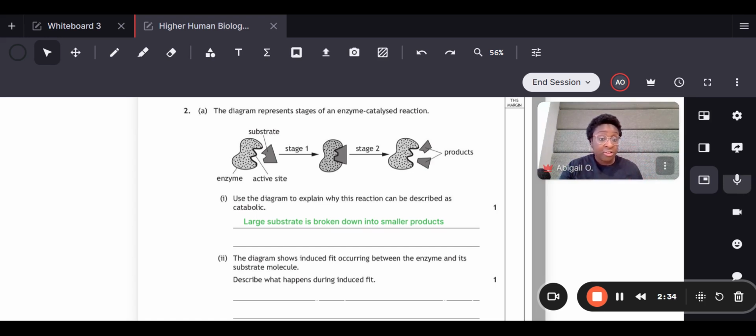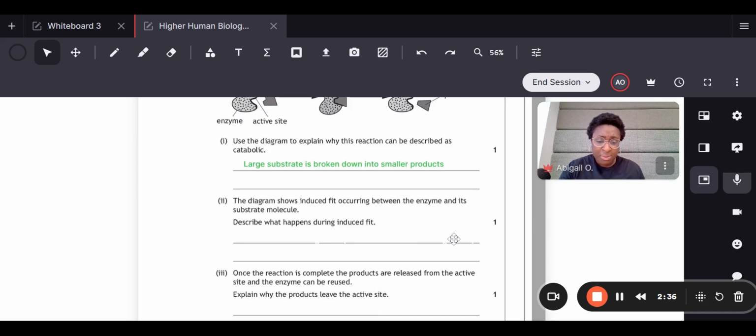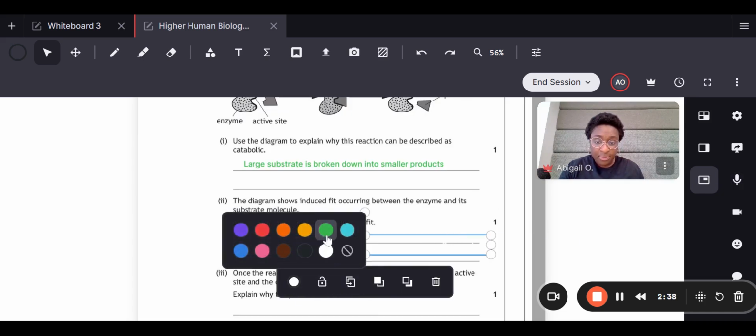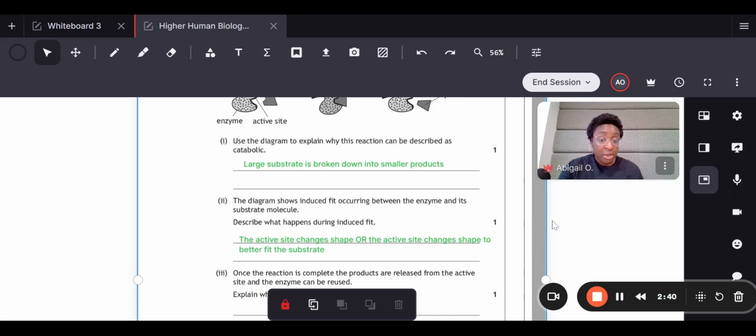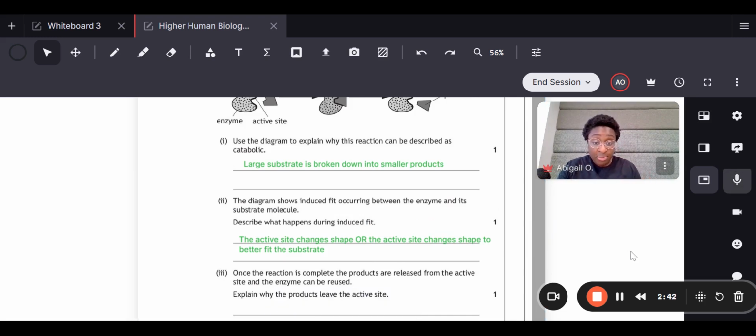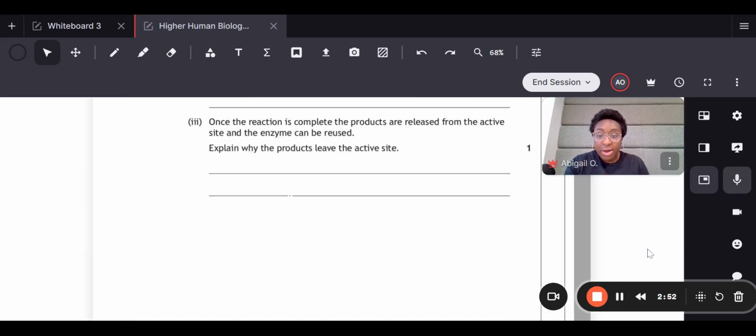The thing is, though, the substrate's not what's changing. So what's going to be changing during induced fit? It's the active site. The active site is going to change shape to better fit the substrate. So that's what induced fit is all about. It's almost like that active site's trying to give the substrate a hug. Once the reaction is complete, the products are released from the active site and the enzyme can be reused.